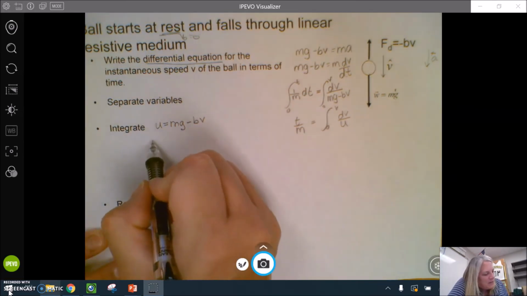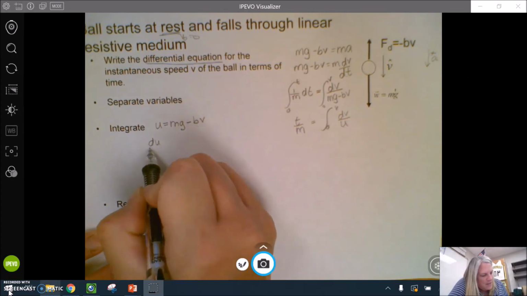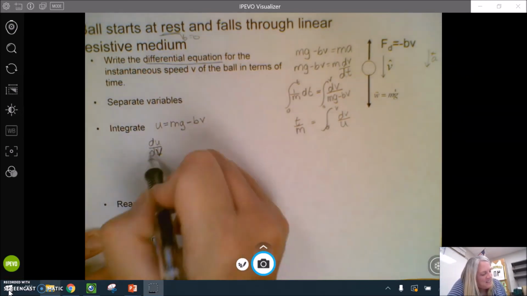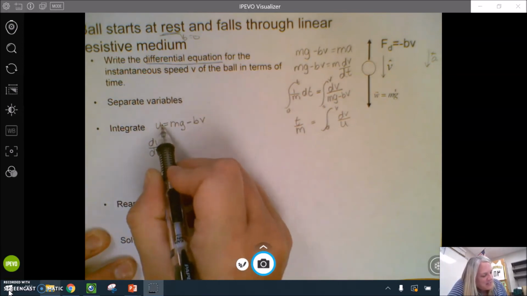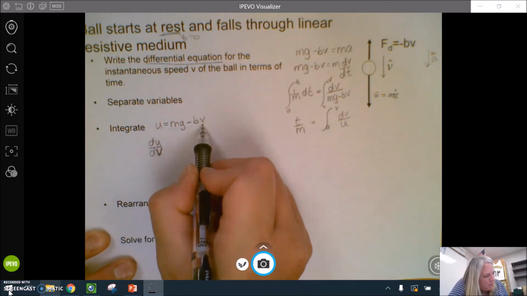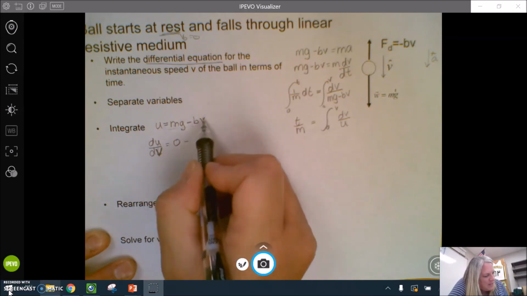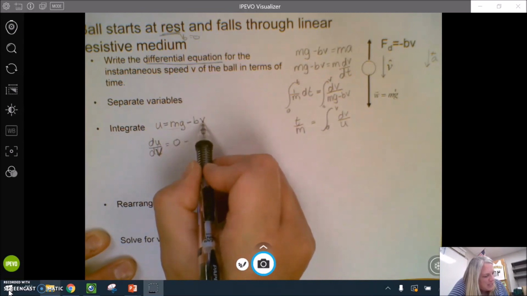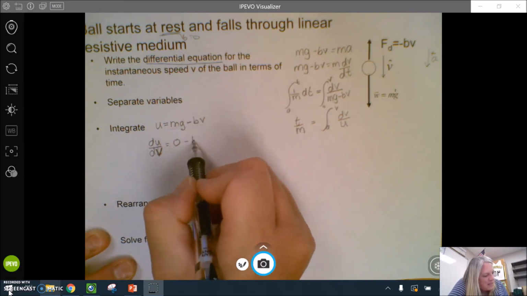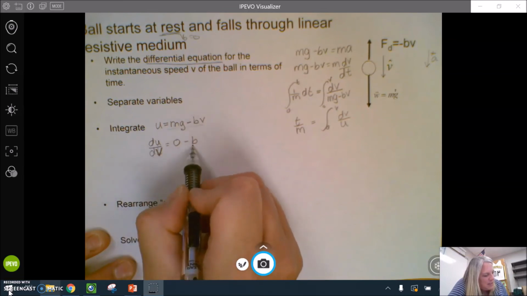Well, I'm going to go back over here, and I'm going to take a derivative of u with respect to v. So du dv. If I take the derivative of this with respect to v, this is a constant, so that would just be 0. This, when we take a derivative, we subtract 1 from the power and multiply by the power, so that would just be negative b. So that means that du over dv is just equal to negative b.